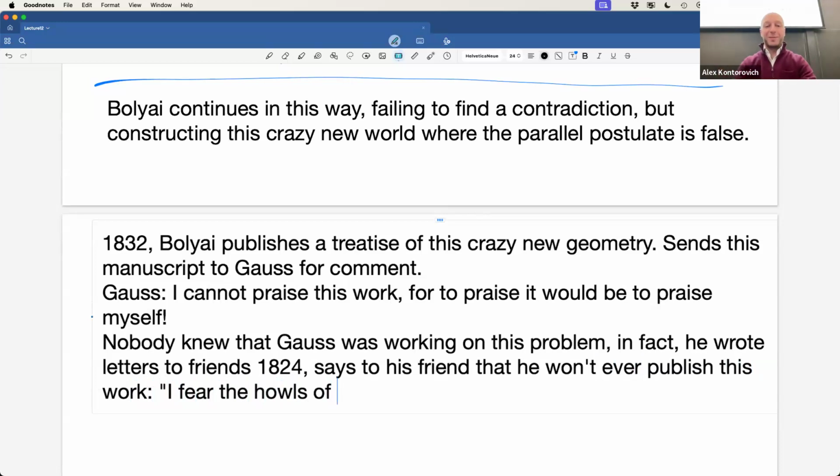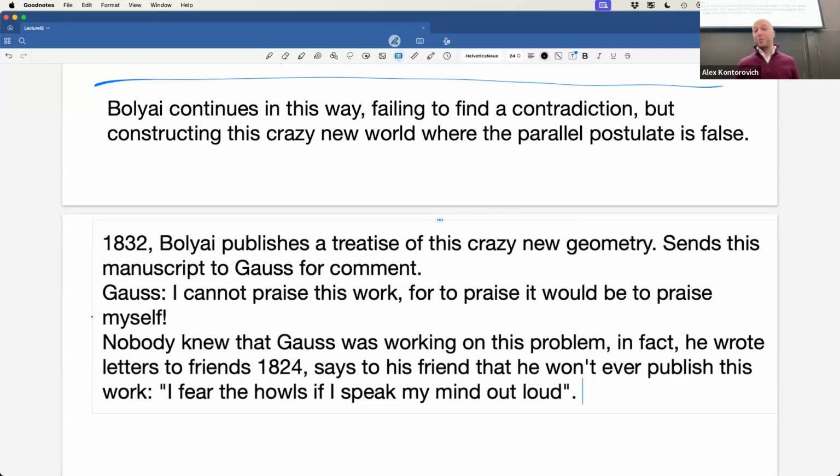I fear the howls if I speak my mind out loud. This is Gauss. This is 1824. He's already the biggest deal in mathematics at the time. He's working on this stuff, and he doesn't want to be Hippasus. Okay, this is what free speech is about. That you want people to speak their minds even when it goes against everything that's going on.